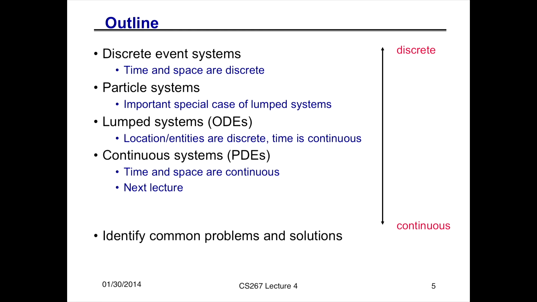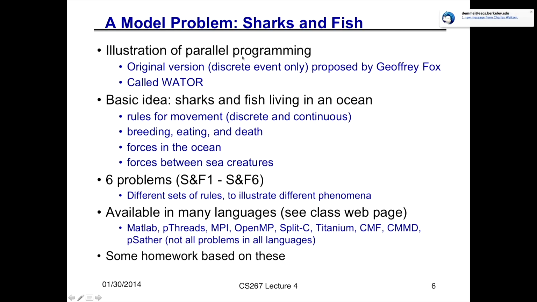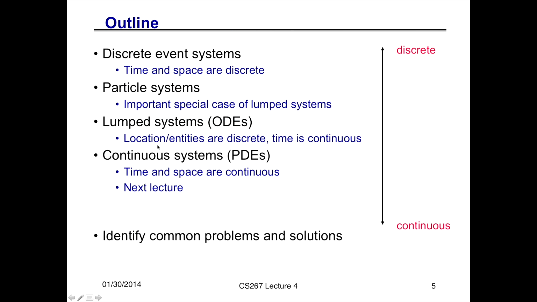Okay. So I'm going to give you lots of examples, but there's one thing that's useful to look at, which is one simple model problem. I don't want to have to explain the physics of all of these different examples. I don't know all the physics myself, and you don't need to know that to know how to parallelize it, right? The patterns are kind of independent of the physics.